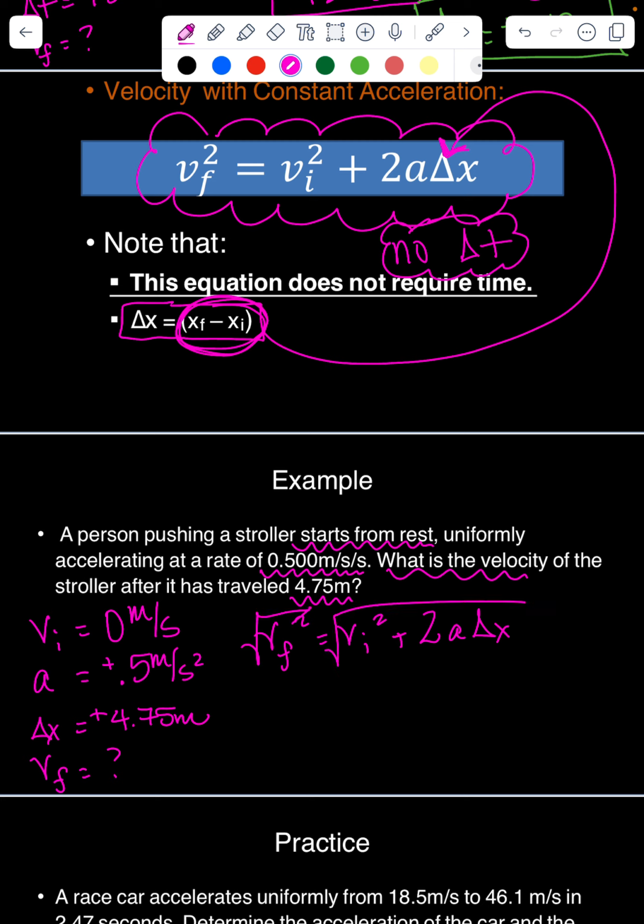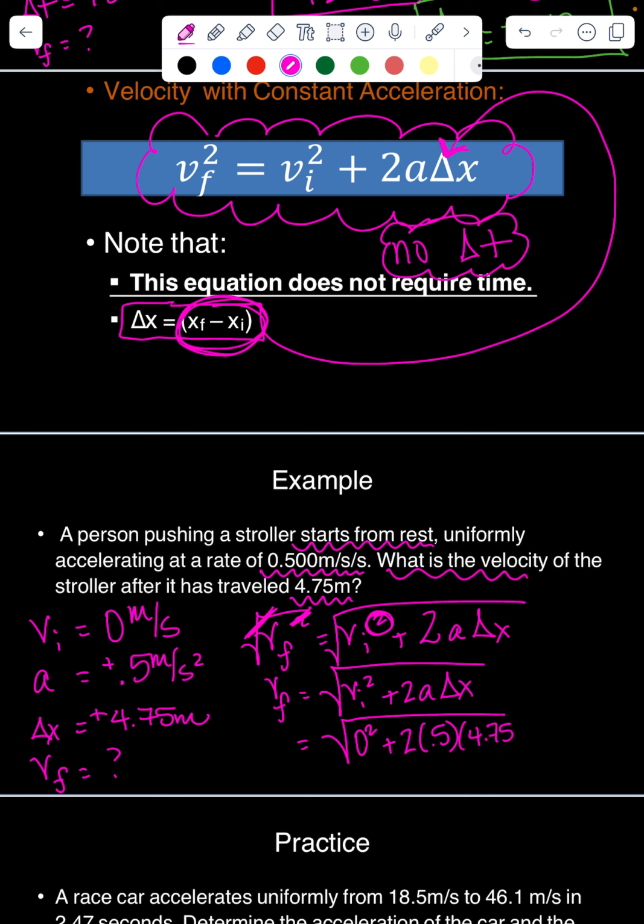We should know that to get rid of a square, we have to take the square root of both sides. Now one thing that I want to reiterate is whenever we take the square root, it only gets rid of the square on that unknown. It does not get rid of the square over here. So that square stays, it just gets rid of the square on the unknown. All right, so our V final is equal to the square root of V initial squared plus 2a delta x. So that's going to be the square root of 0 squared plus 2 times 0.5 times 4.75.